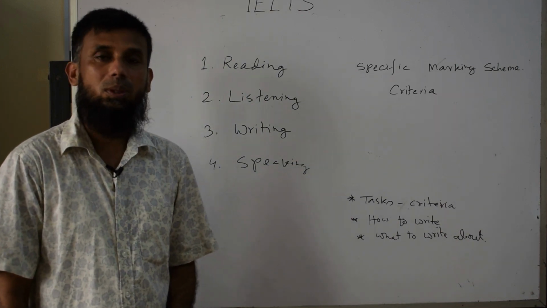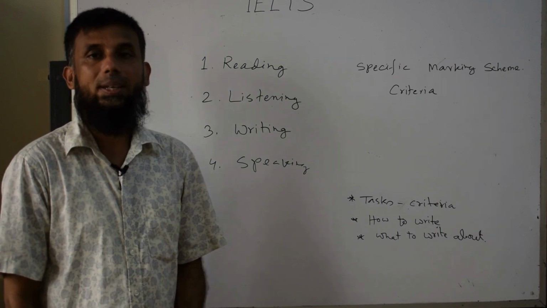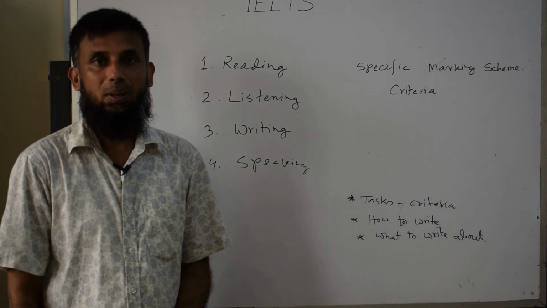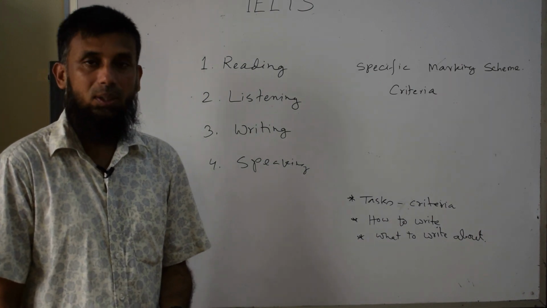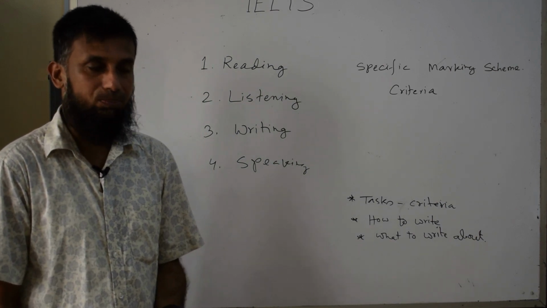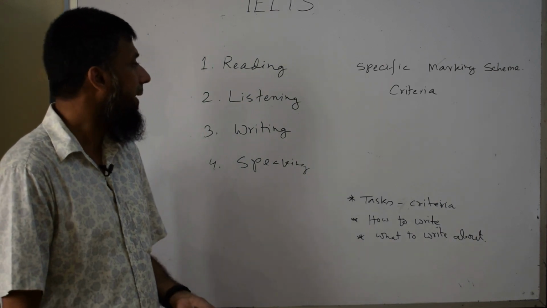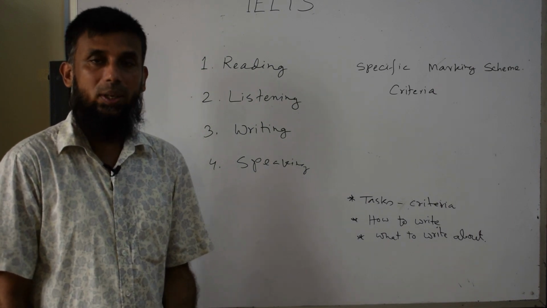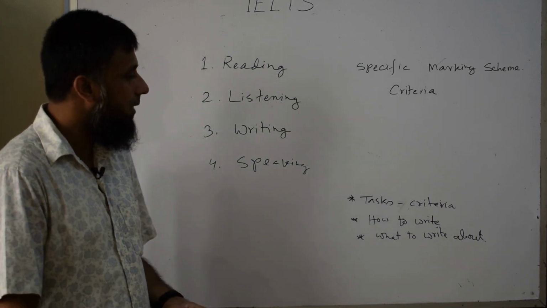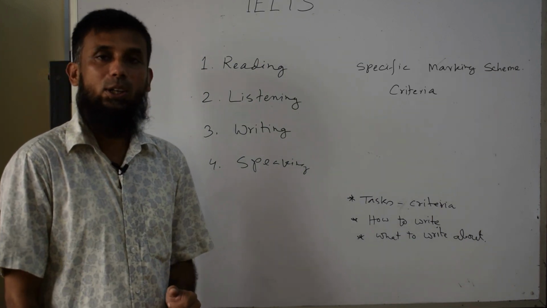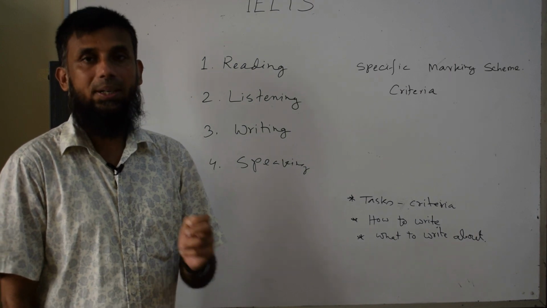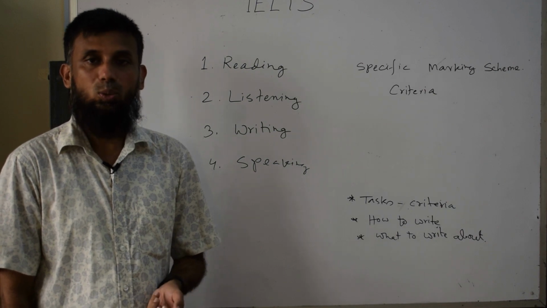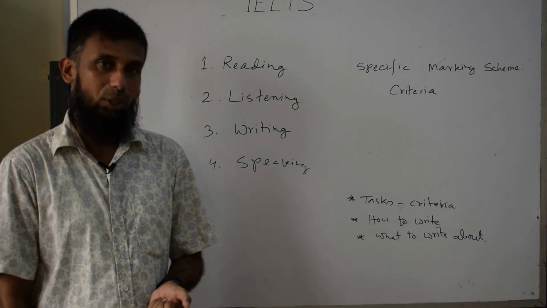That is, there are some particular criteria which the raters or the scorers look for in your writing, and you have to meet all of them in your answer to achieve a better grade. So in this series we'll talk about each task of each section, and I'll show you the specified criteria and how to write that particular task, and of course what to write about regarding that task. In the course of discussion I will give you some tips and tricks which will help you to achieve a better score.